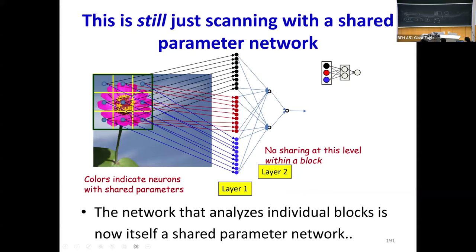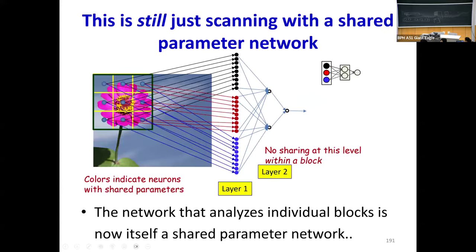And all of these 27 outputs are going to be considered by the second layer neuron. So this is like having 27 neurons in the first layer of my network, and then the second layer neurons in the second layer of the network. But those 27 neurons have only 3 sets of parameters, because all the red neurons have identical parameters, all the blue ones have identical parameters, and all the black ones have identical parameters. So what happened is that we took this business of a shared parameter network and moved it even further down, so that within the network itself, you have additional subnets which have shared parameters, right? And so a network that analyzes the individual blocks is now itself a shared parameter network. That makes sense? Right. Yeah.